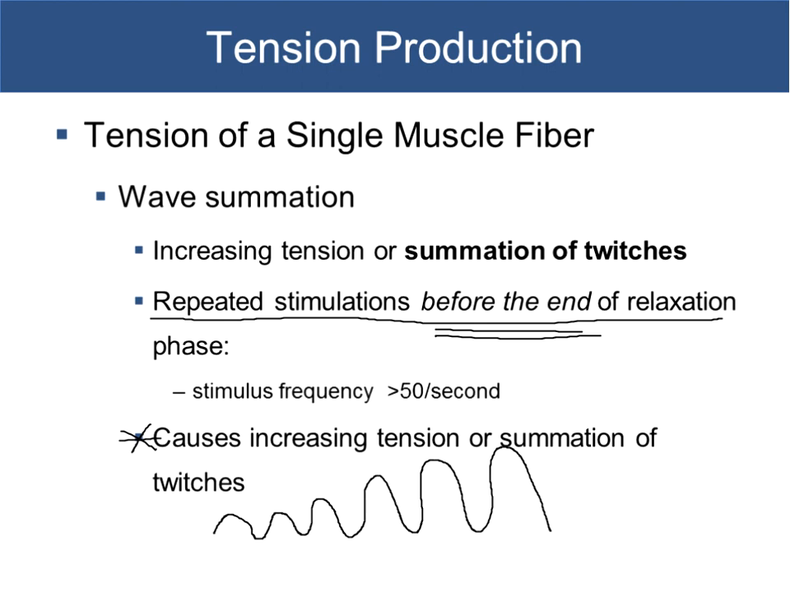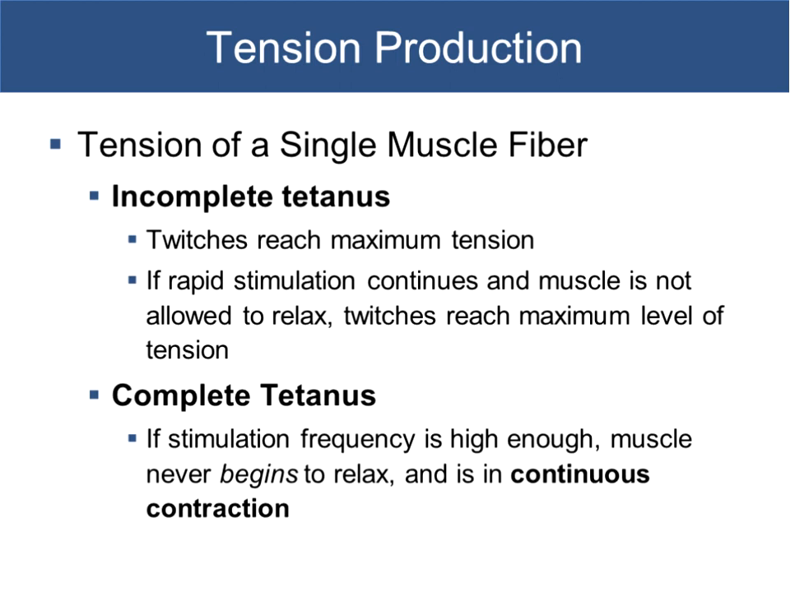Instead of that taking place, it's going to look more like this. Notice how we never get back to the baseline. We never get a chance to relax. So in wave summation, we have another stimulation that takes place before the end of the contraction. Now, what wave summation can lead to are different types of tetanus. In incomplete tetanus, that's where the twitches are going to reach the maximum tension. If we continue to have this rapid stimulation and the muscle's not allowed to relax, those twitches give you the maximum amount of tension that can be produced there.